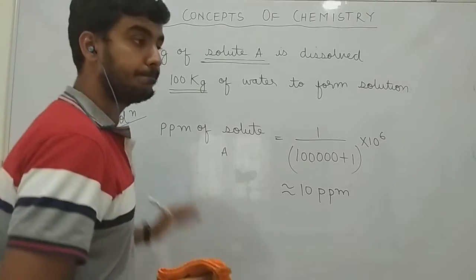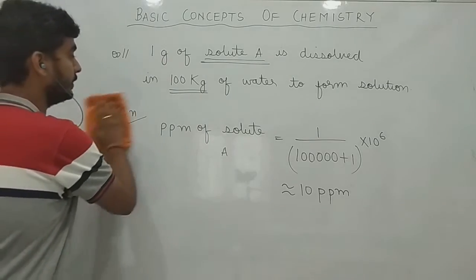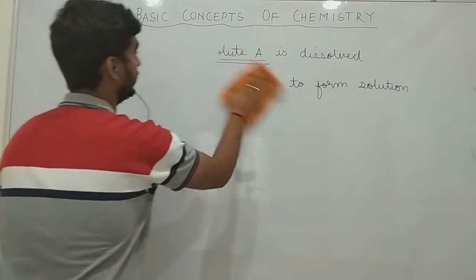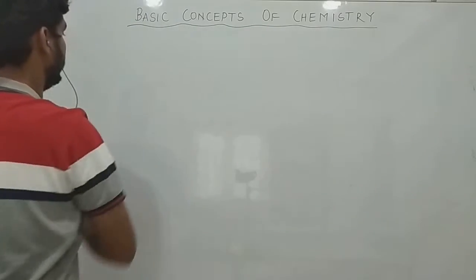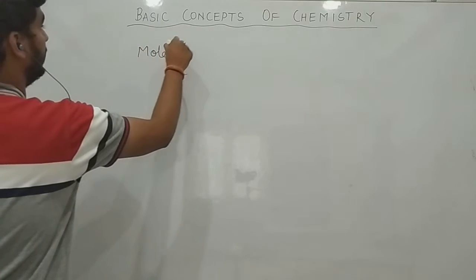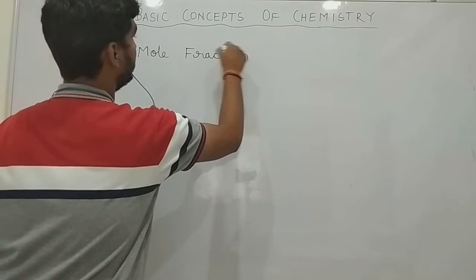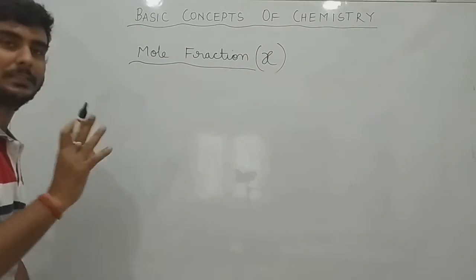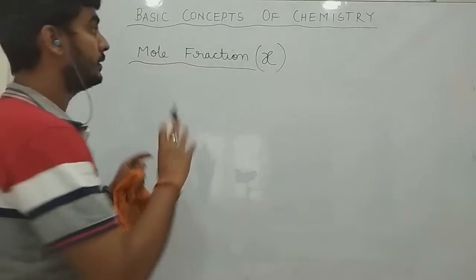So let us go on to the next method to express concentration of a solution, and that is mole fraction. Now mole fraction is something very important. You will come across this term regularly while solving questions in physical chemistry. So let us see mole fraction. It is denoted by chi, or whatever. This is the symbol. It looks somewhat like X. So mole fraction is denoted by this symbol.